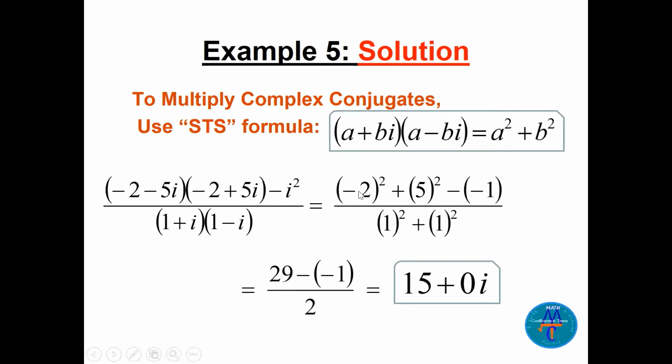See, directly here, it should be a positive number, remember. The STS formula gives a positive number, a squared plus b squared, it never becomes minus here. So minus 2 squared, 5 squared, so that's 29. And there is a minus 1, as I said, this is plus 1. So that's 30 over 2, which is 15. See, there is no i, so we put 15 plus 0i.